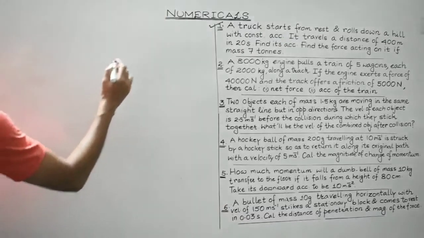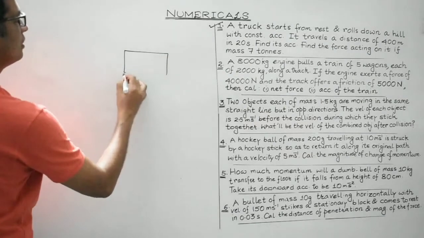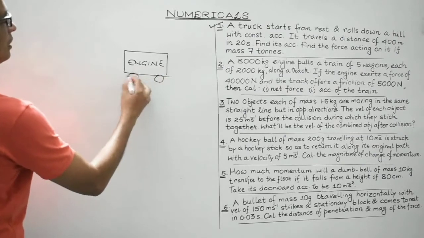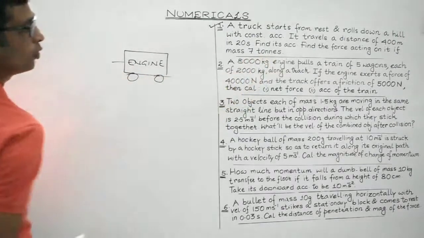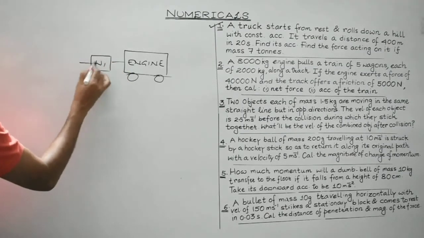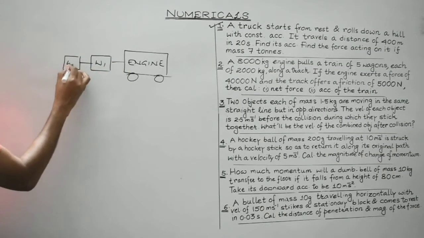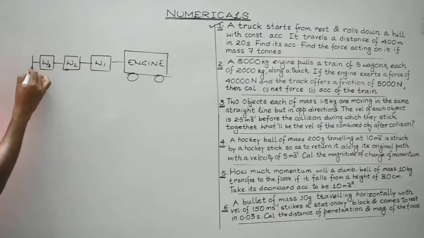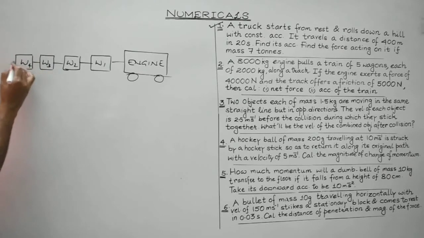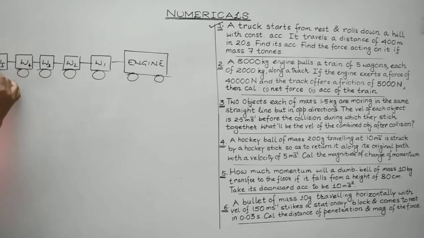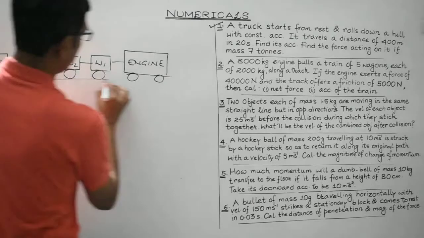So it's somewhat like this. This is suppose an engine. This is an engine, right? And it pulls a train of 5 wagons. Suppose these are the 5 wagons. This is wagon 1. This is wagon 2. This is wagon 3. This is wagon 4. And let us consider this to be wagon 5. These are the 5 wagons, suppose. Right? This is the situation and this is the track.